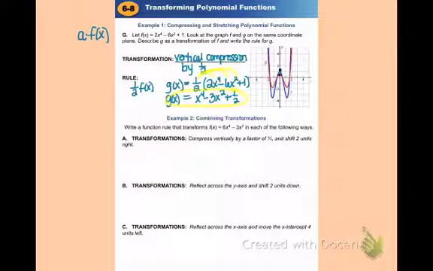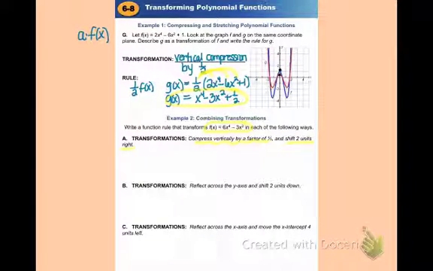Okay, so our final learning goal is to look at combining transformations and write some rules that would describe multiple transformations of a polynomial function. We're going to start off with this function, 6x to the fourth minus 3x squared. And in example A, we're going to compress vertically by a factor of a third, and then shift 2 units to the right.